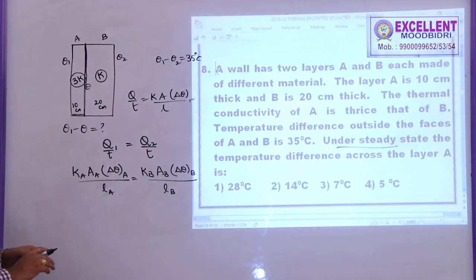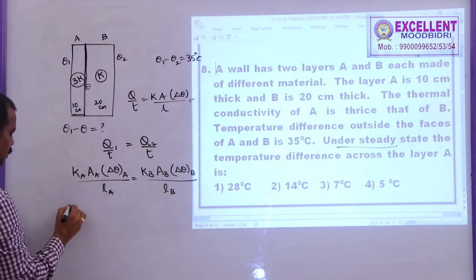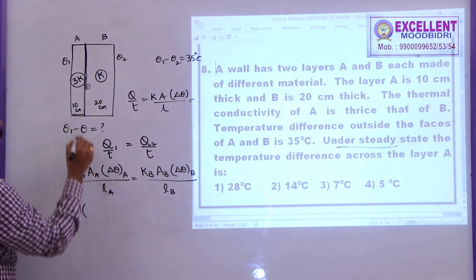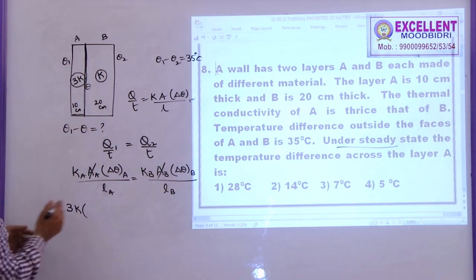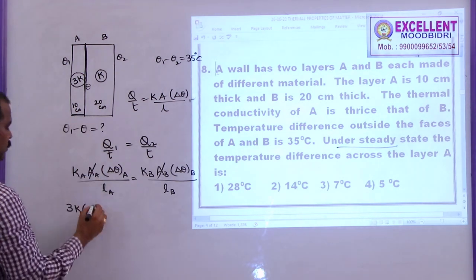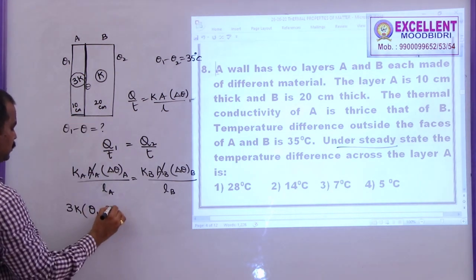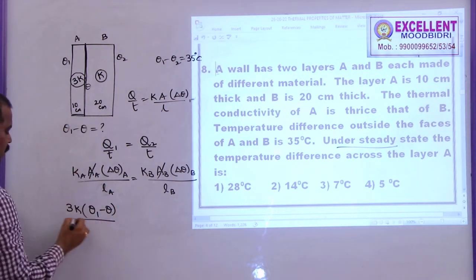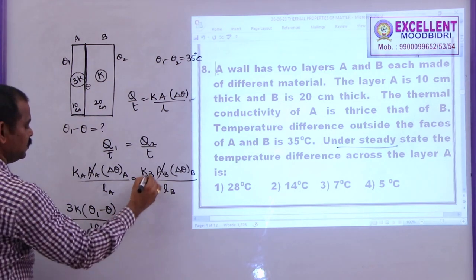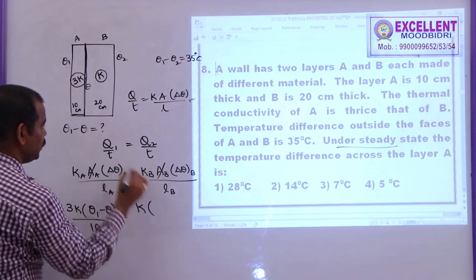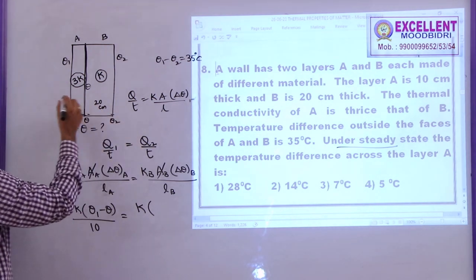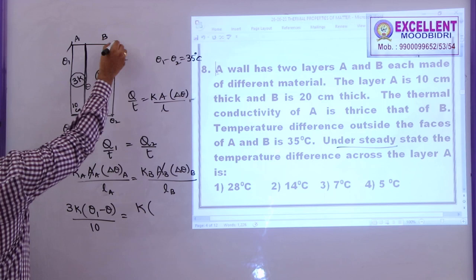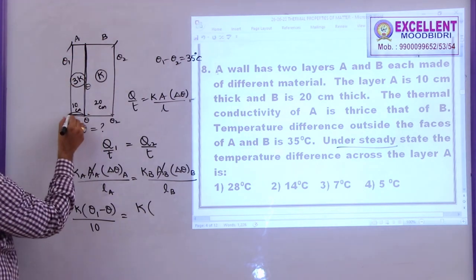Now let me substitute these values. Ka is given as 3K. Area of this one, both must be same when they are connected in series, and the change in temperature across this one, that is theta 1 minus theta, that I am going to find, by length 10 centimeters. This side, this is K. Change in temperature here is theta minus theta 2. The temperature difference between these two ends is 35. This is theta 1 minus theta.